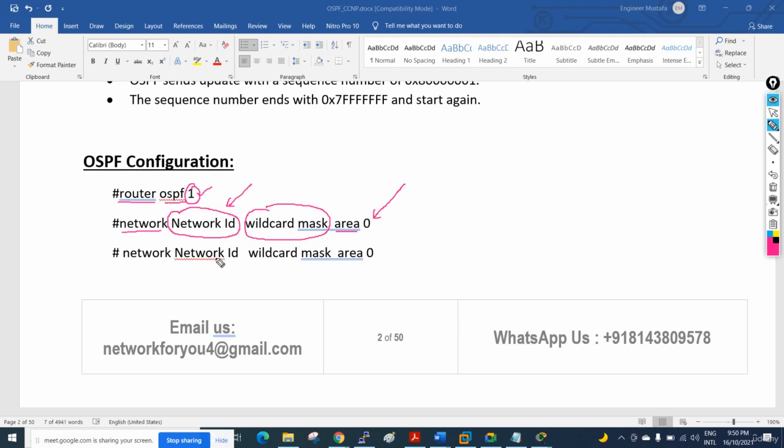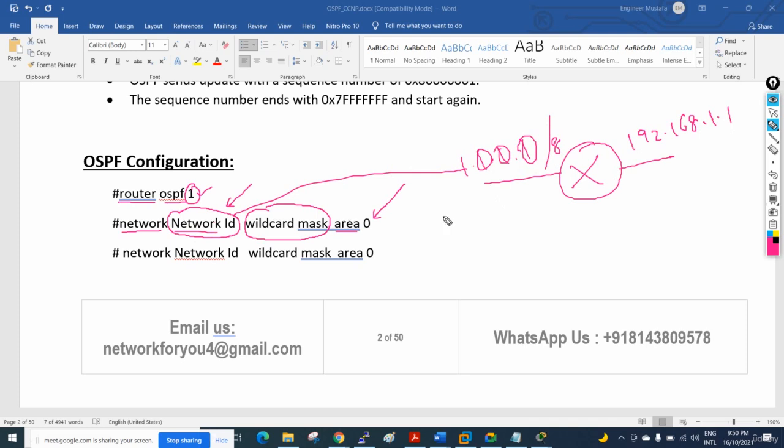And if you have another interface, example, I have one router, here I have this one interface, 1.1.1.1, and here is 192.168.1.1. So the network ID will be 1.0.0.0, this is /8. So this is the network ID, so we will write here that network ID, and the wildcard mask will be 0.255.255.255, and then area 0.